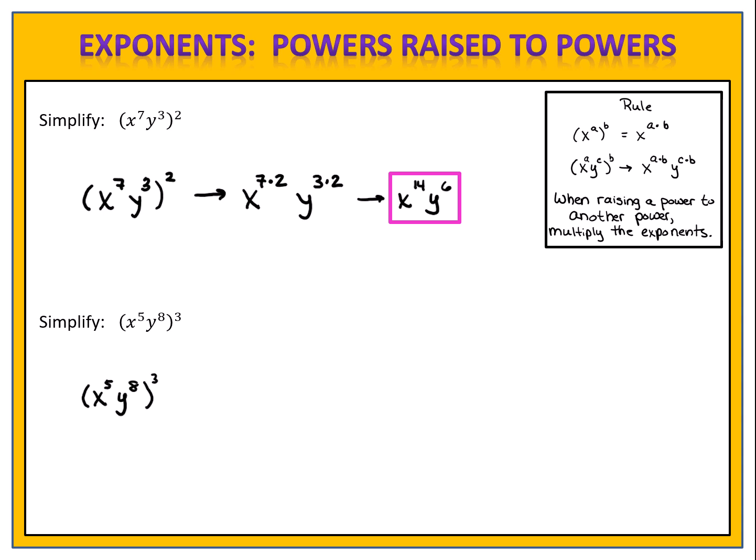We have 2 bases, an x and a y. We'll begin by dealing with the x, which has an exponent of 5, and we'll multiply that 5 by the outside exponent of 3. Then we'll deal with the base of y that has an exponent of 8. We'll multiply the 8 by the 3 on the outside of the parenthesis, so we have 8 times 3. And now we simplify. X to the 5 times 3 is x to the 15, y to the 8 times 3 is y to the 24, and that's our answer.